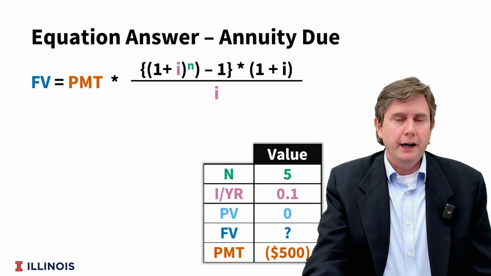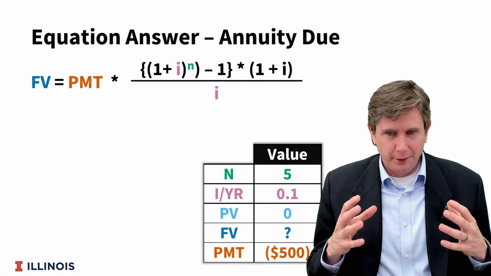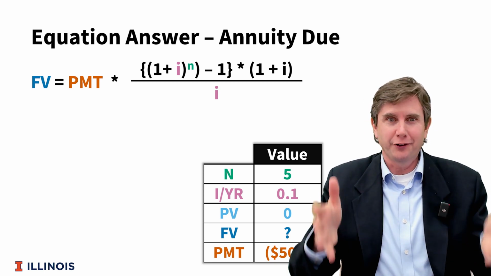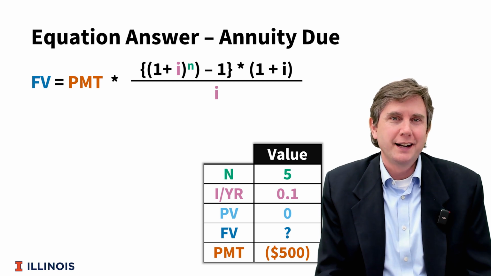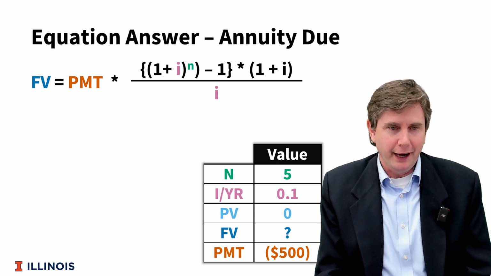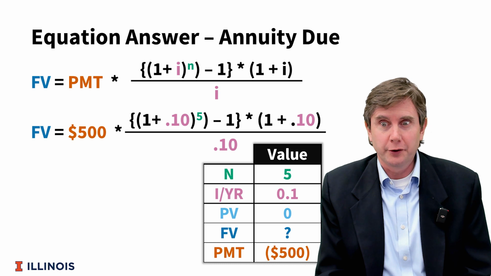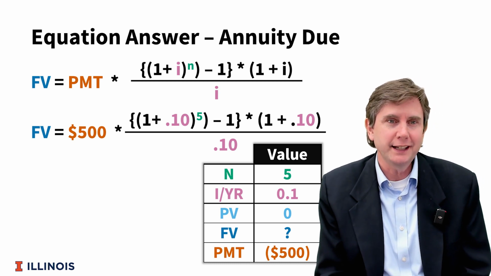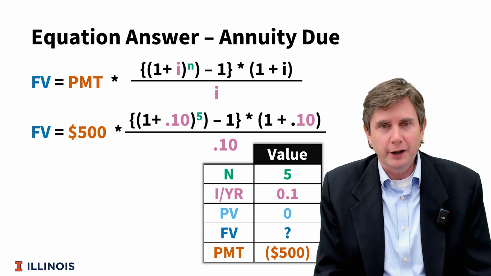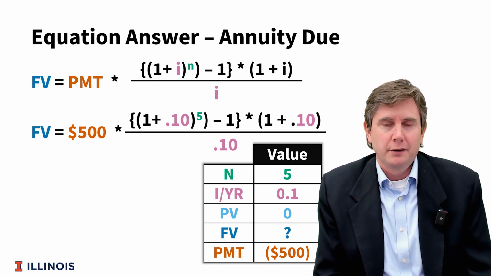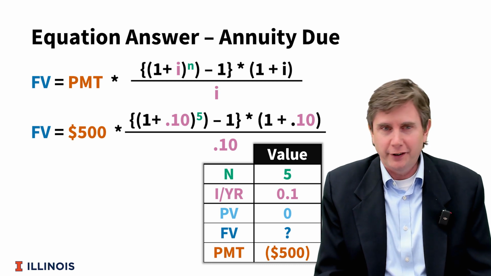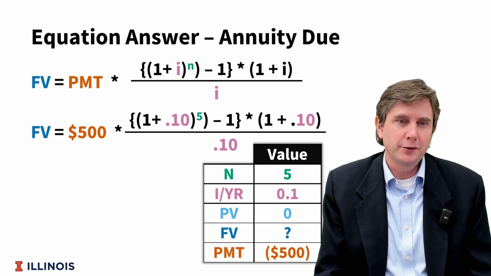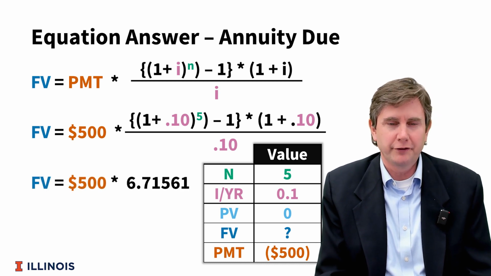Now, if we want to solve our annuity due using some algebra, instead of using that timeline example, well, here's the formula for you. Go nuts. We take the payment amount of $500 and then we find our annuitization factor. And that annuitization factor in this case is a little tricky. We take 1 plus the interest rate raised to the nth power, subtract 1, multiply that times 1 plus the interest rate. We divide all that by the interest rate. And needless to say, at this point in the game, we get an annuitization factor of about 6.715.